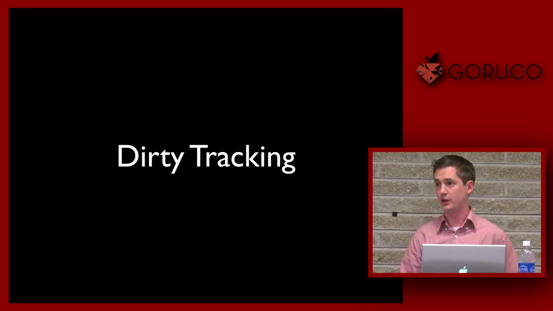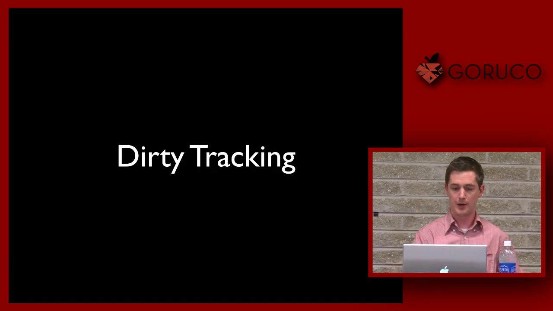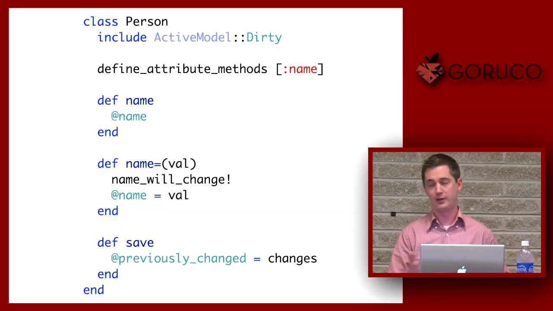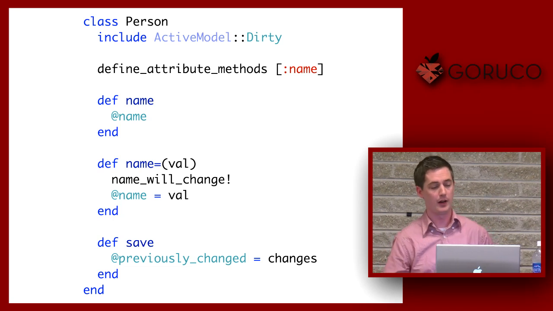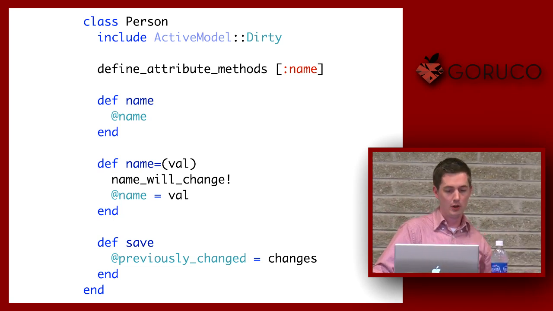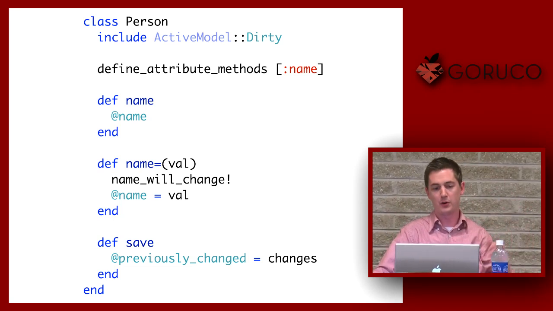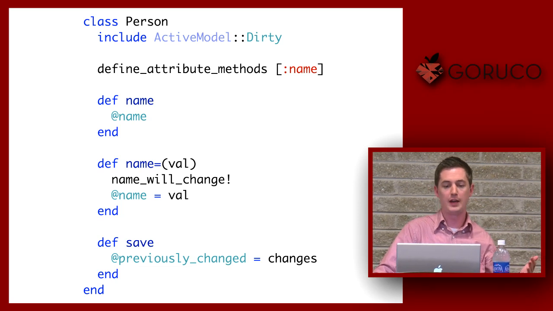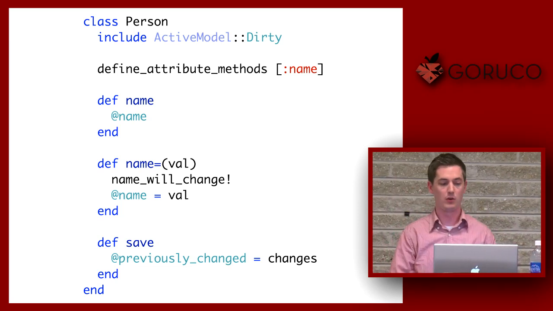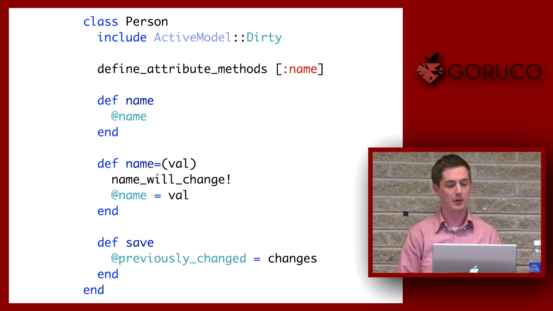It also provides dirty tracking for your attributes. This is an example pulled straight out of the ActiveModel documentation. If you have this person class and you include ActiveModel dirty, then you can define which attribute methods are tracked, in this case name. The only thing you have to do is, in the setter, be sure to call name will change.